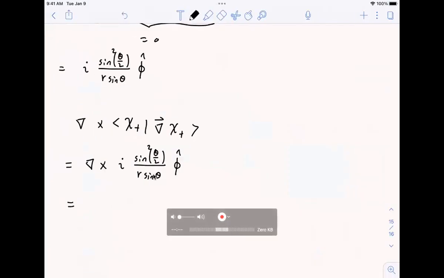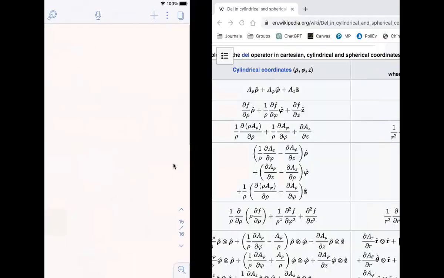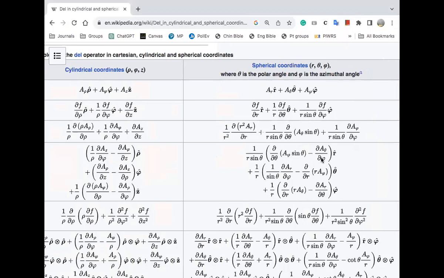In our case, we only have the phi components. So you only have this A phi. So A r is 0, A theta is 0. So you only have 2 terms. Okay, you only have this term and you only have this term. So let me just copy it.